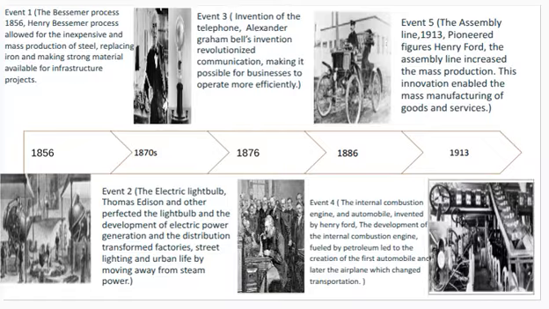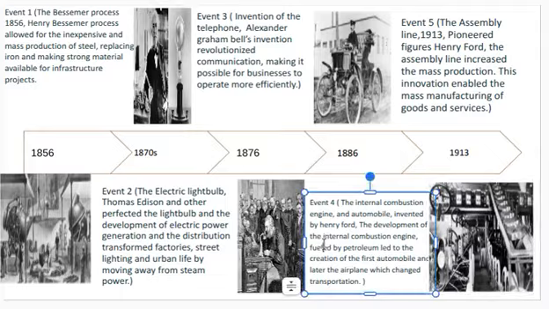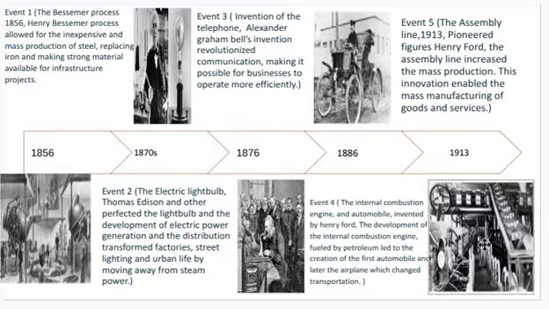Here we go to event 5. The assembly line, made in 1913, pioneered by figures like Henry Ford. The assembly line increased mass production. This innovation enabled the mass manufacture of goods and services. This was made in 1913, and here is a photo of it. The assembly line is what helped factories move a lot faster and create more stuff, and it was just easier than it was for the people who had to work during the first industrial revolution.